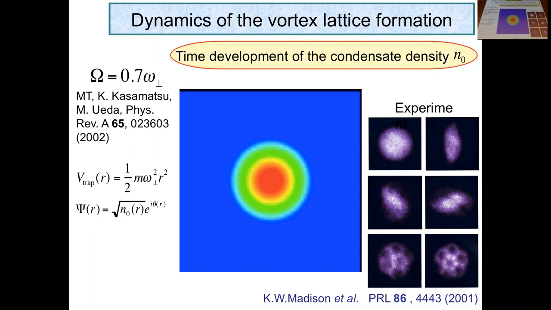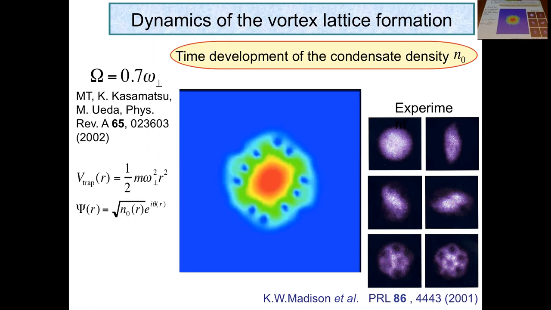This is our old numerical simulation. This is a Gross-Pitaevskii model. We start rotating the BEC, and some vortices enter the condensate from the surface. This is a famous experiment performed by Jean Dalibard's group in Paris, and the agreement is very good.